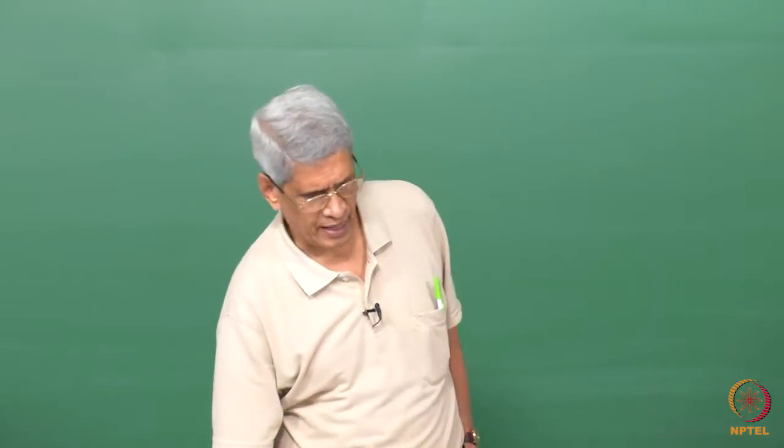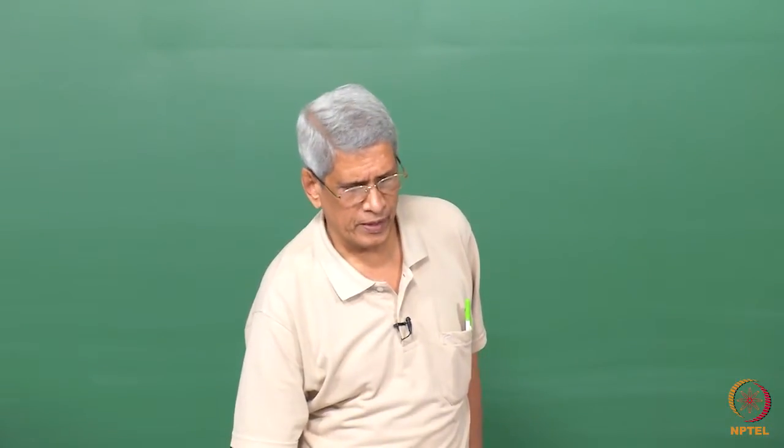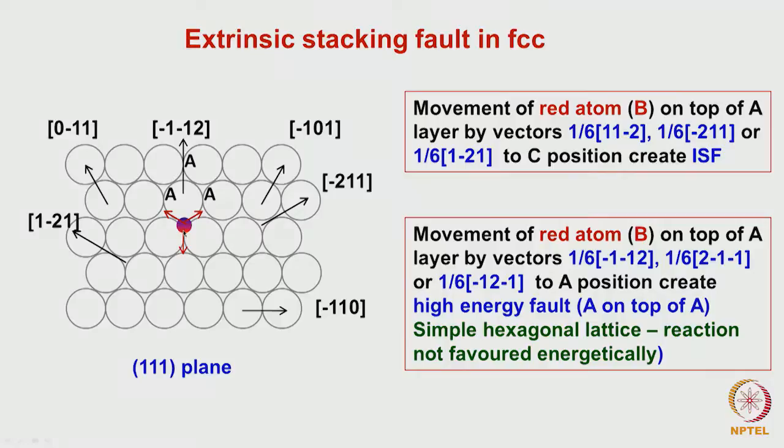Because we mentioned in the last class that if you look at this picture, this is an A layer and that atom which is there on a B layer. This B layer atom, if it moves from here to here or from here to here or here to here, generates a stacking fault. So this vector is specific. If we consider movement of this atom from here to this position or in this position or in this position, which is essentially nothing but the reverse of these directions, that will lead to essentially a high energy fault, okay. That is what is expected.